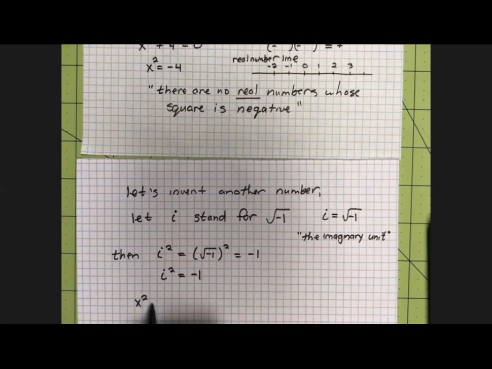Now I can solve this problem. x squared equals -4.